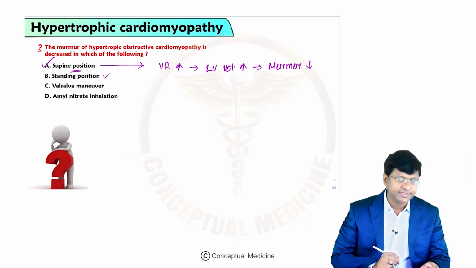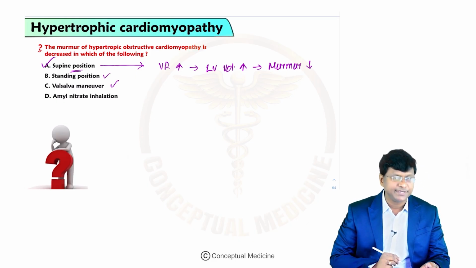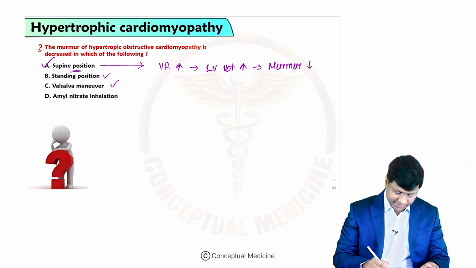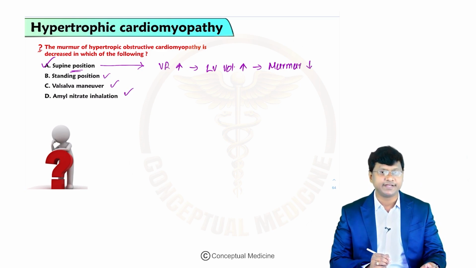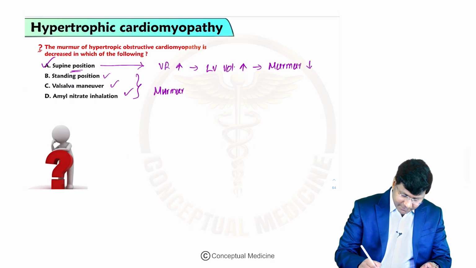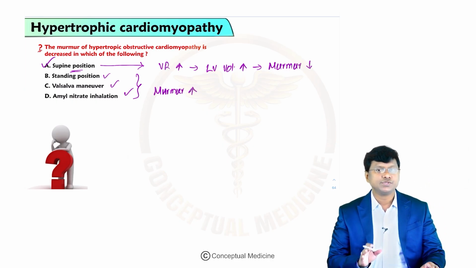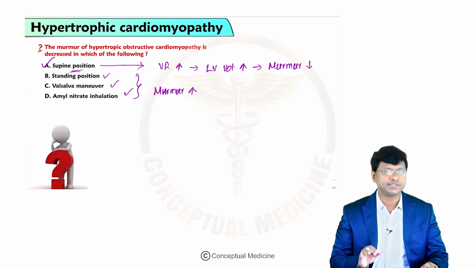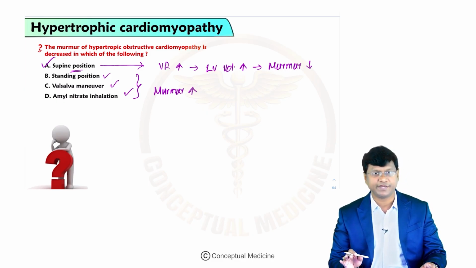In standing position, the LV volume decreases. Valsalva maneuver, there will be decrease in venous return. Amyl nitrate inhalation, there will be decrease in venous return. So in all these conditions, the intensity of the murmur increases. Okay. So the murmur of hypertrophic cardiomyopathy is decreased in which of the following conditions? That is in supine position.